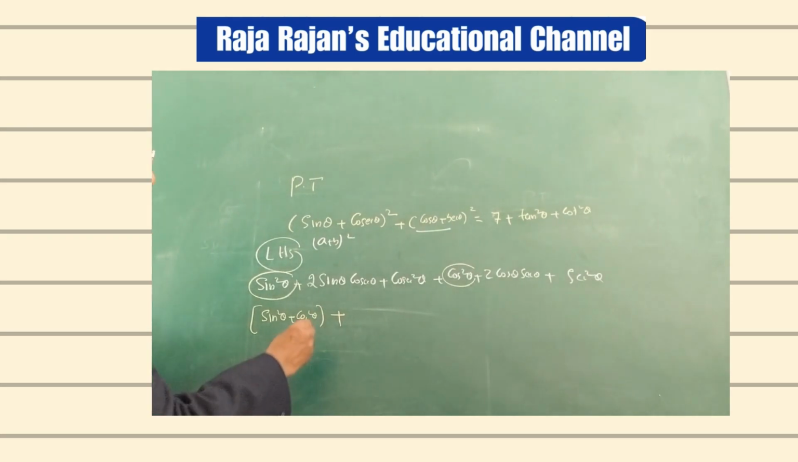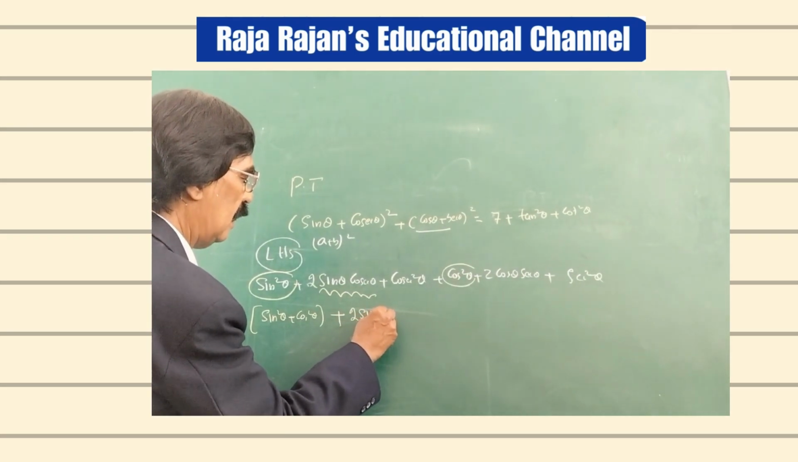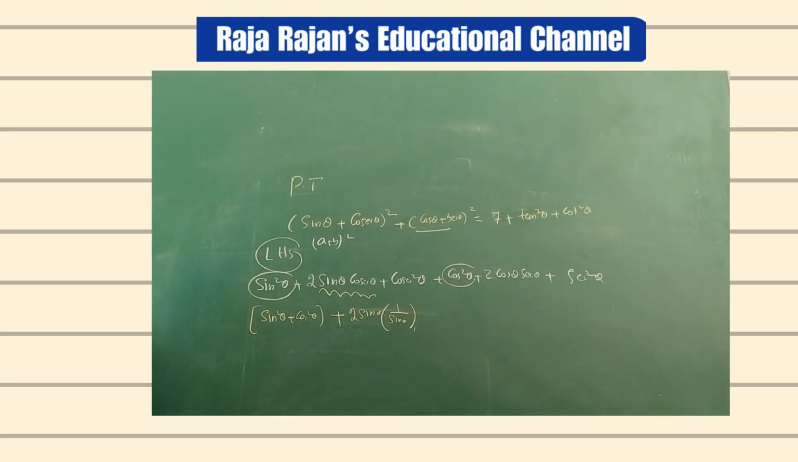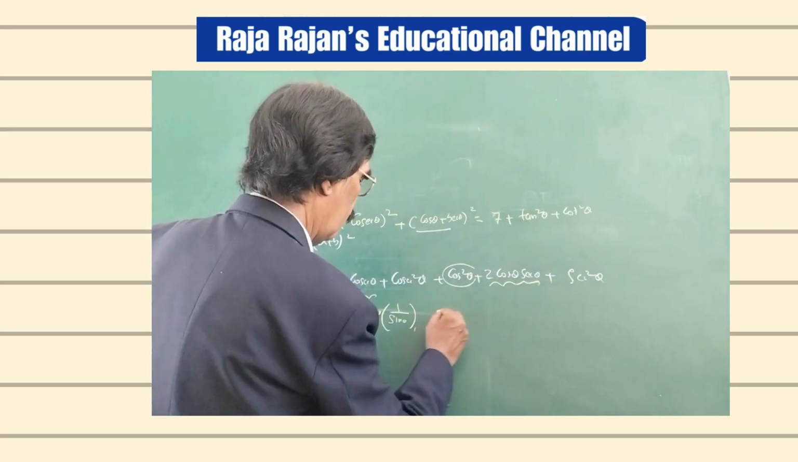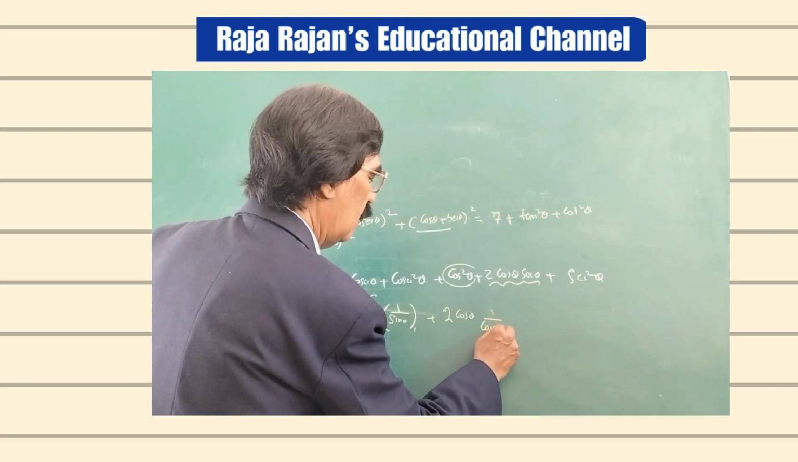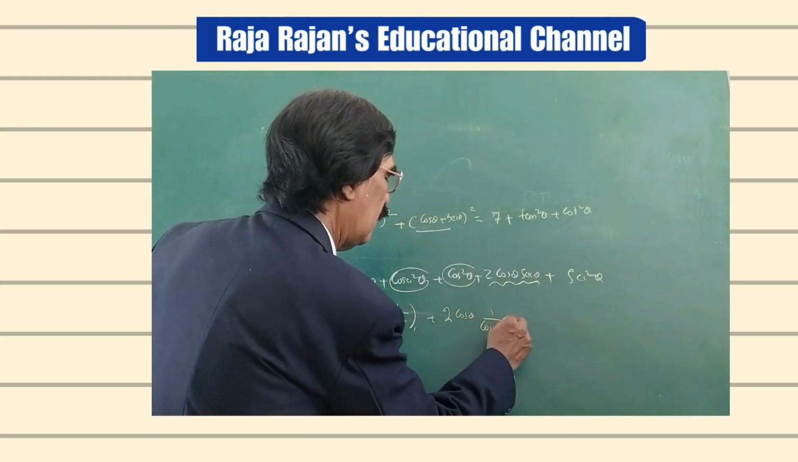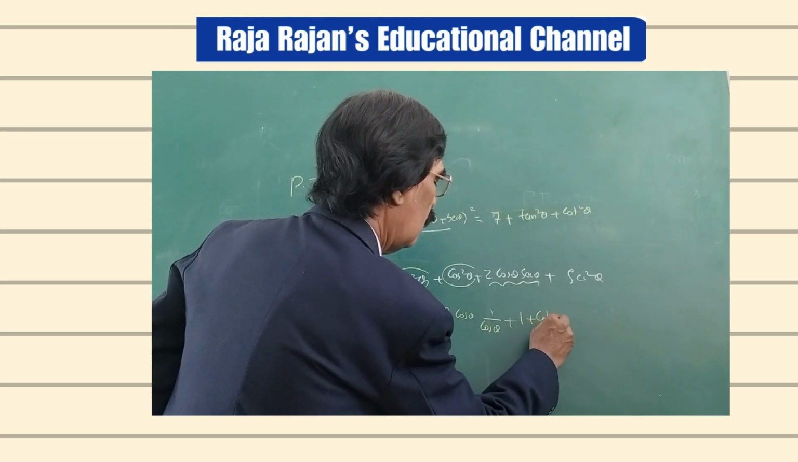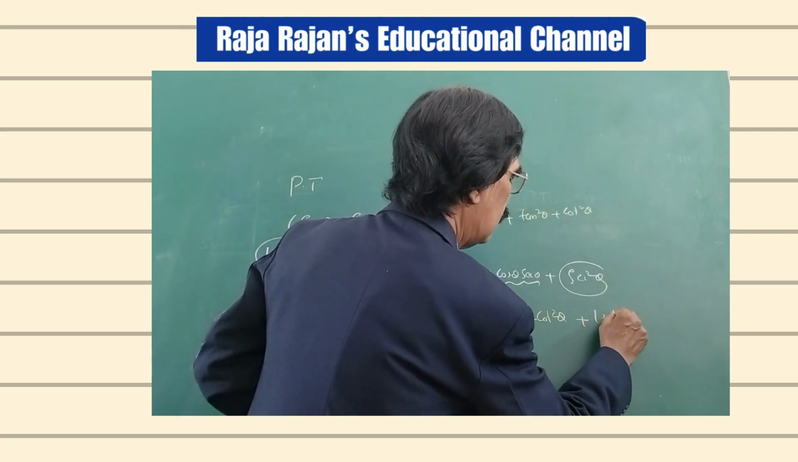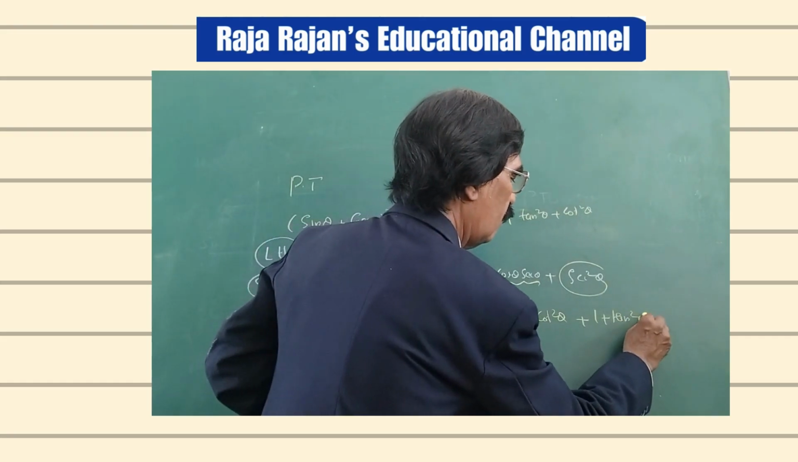Plus, I take this 2 sin theta cosecant theta, which is 2, right? I take this 2 cos theta secant theta, which is 2, and I take this cosecant square theta, which is nothing but 1 plus cot square theta. I take this secant square theta, which is nothing but 1 plus tan square theta.